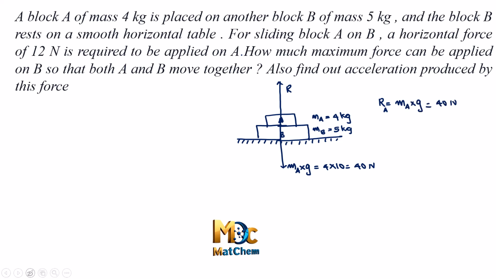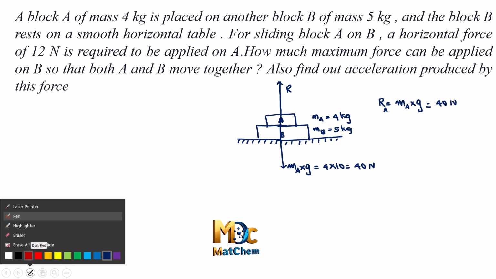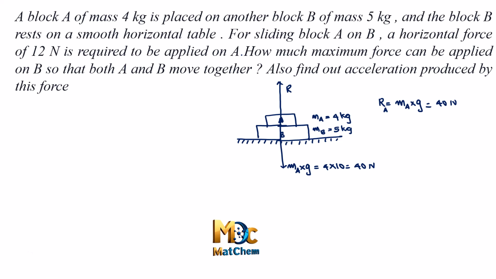We know that since we are trying to slide the A over the B, there will be a static friction acting in the opposite direction. So assume that we are applying the force in this particular direction, and the static friction will be acting in this particular direction. So we know that the force which is required in order to move the A over the B will be equal to the maximum static friction value. So we can write Fs max will be equal to the applied force.